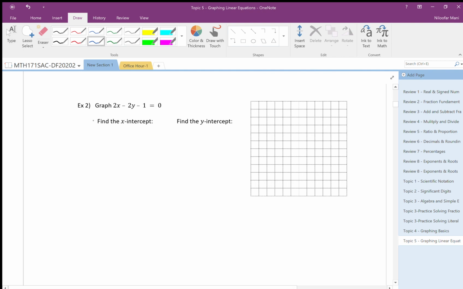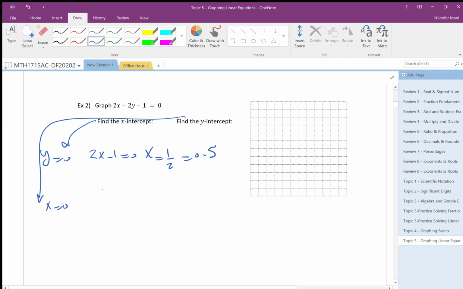Okay, so for x-intercept, you do y equals 0 and find x. So it's 2x minus y equals 0, so x is 1 over 2, which is half. And for this one, I do x equals 0, and then I have minus 2y minus 1 equals 0, and then y is minus half. Okay, so I have 0 and minus half, and 1 over 2 and 0, right? That's x.